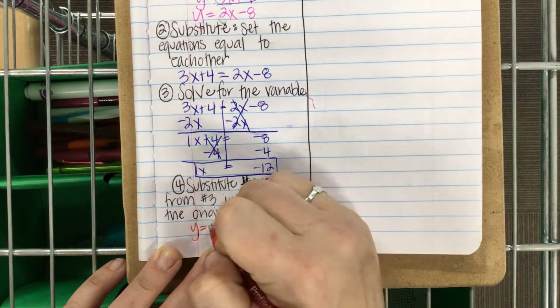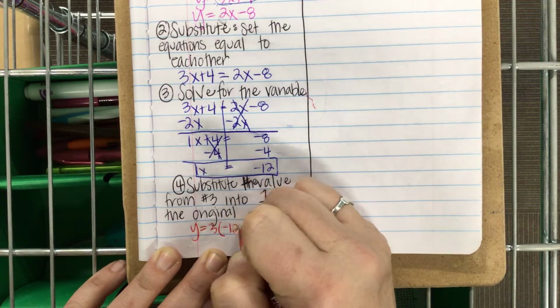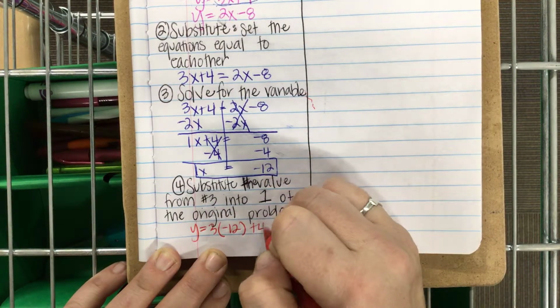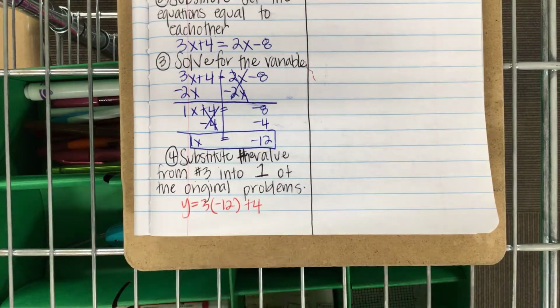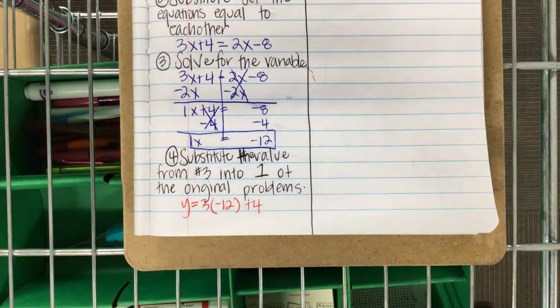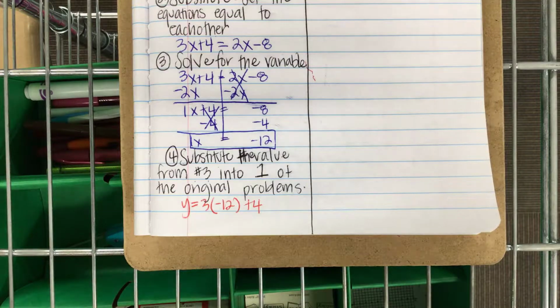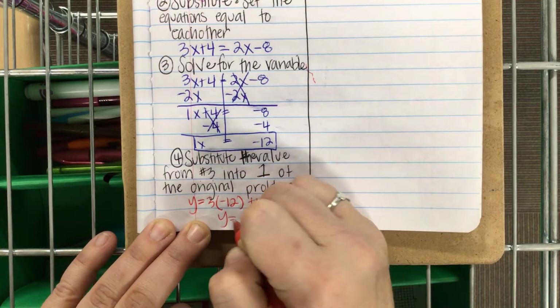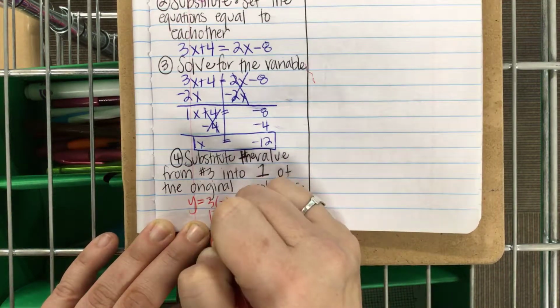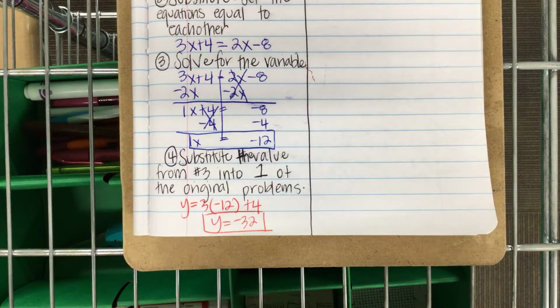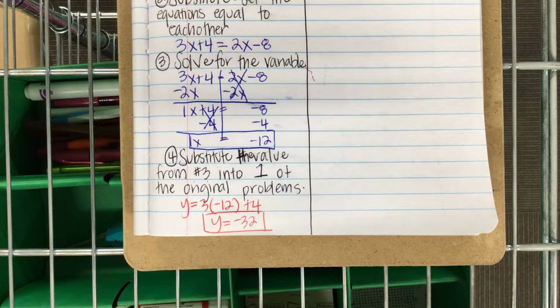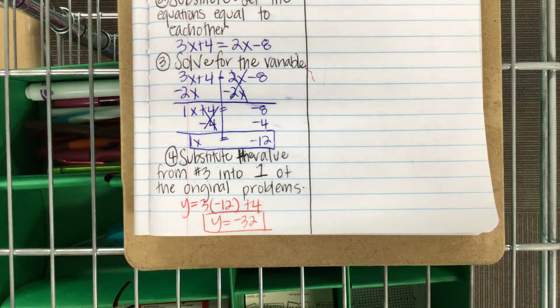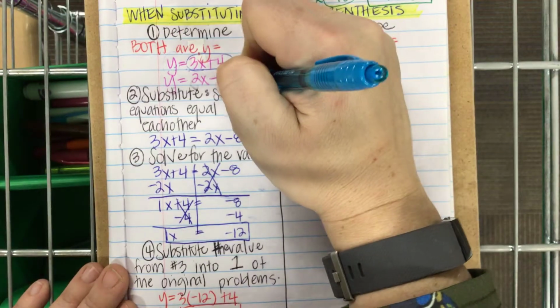Y equals... 7th graders should have y equals 3 times negative 12 plus 4. Do you agree? What is 3 times negative 12 plus 4? Y equals negative 32. 8th graders, what did you get when you did it? Negative 32. They're going to equal the same thing. I'm still not quite done because my answer must be an ordered pair.